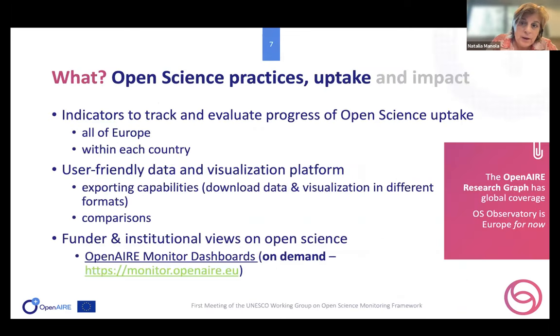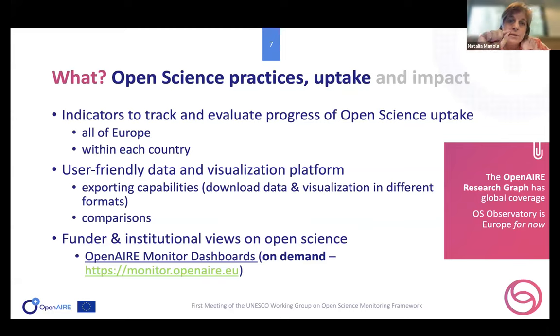So mainly on the OpenAIRE monitor or the Open Science Observatory that we have, even though the OpenAIRE graph has a global coverage, we feel more confident to have the Open Science Observatory for Europe now. The reason is that we have our network and members who can go in and look into their country and give us curation and tell us what we're doing wrong, what we're not doing right, in order to make sure that the indicators are correct.